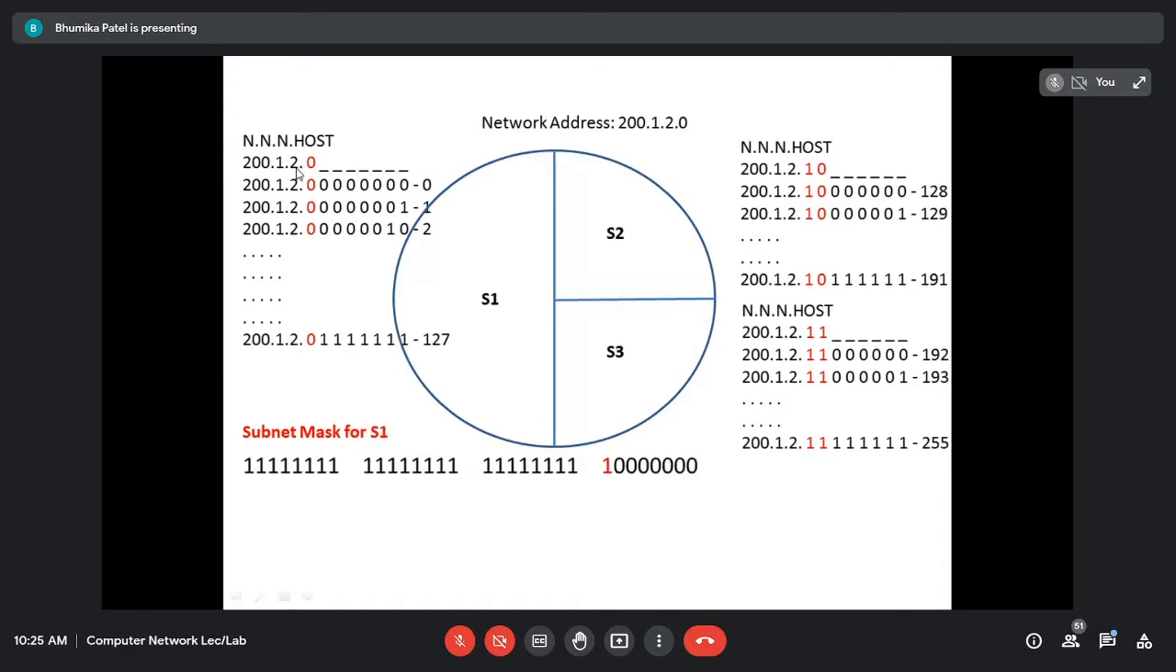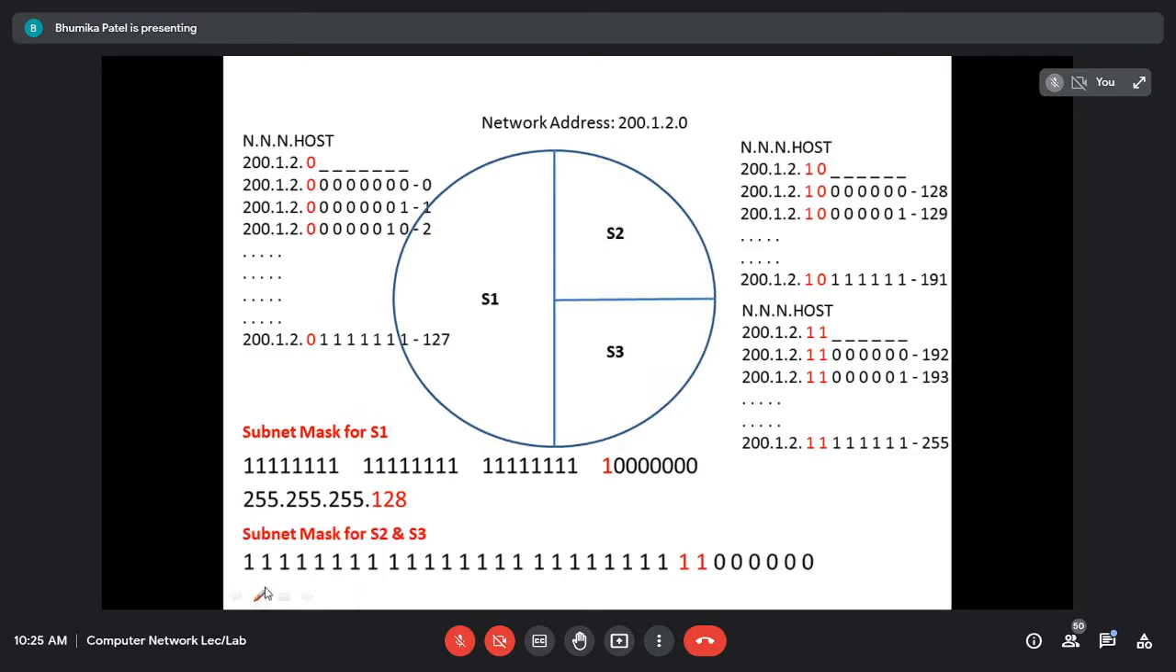For subnet 1, as it is class C, the first 24 bits will be 1 and we have selected only 1 bit from the host ID part, so we are taking only one 1. So it is 128. Whereas for subnet 2 and subnet 3, we are going to take the first 24 ones as it is, as the network ID part, and we have selected 2 bits for the subnet, so it is 1 and 1. The remaining 6 bits will be 0, so it is 192. Getting everyone?